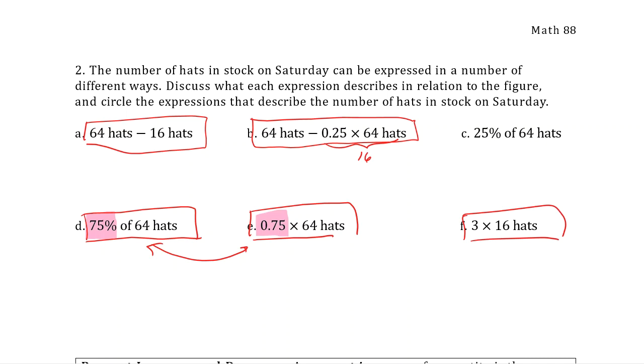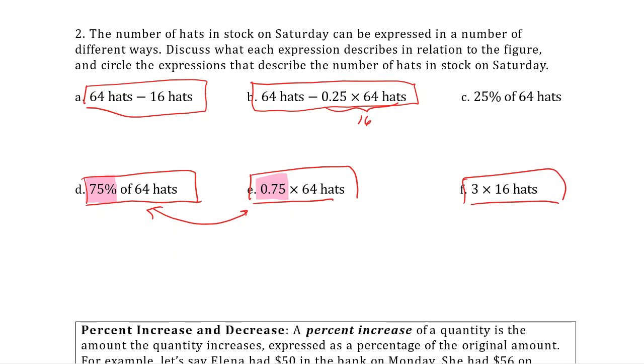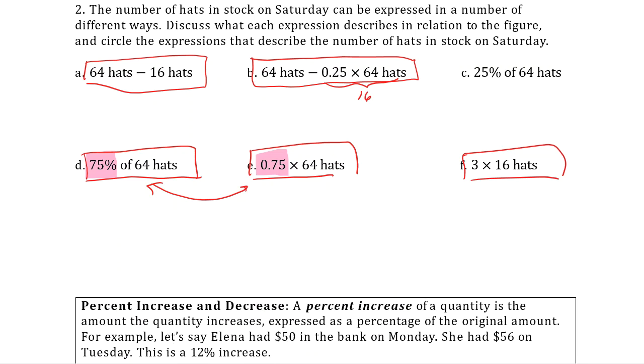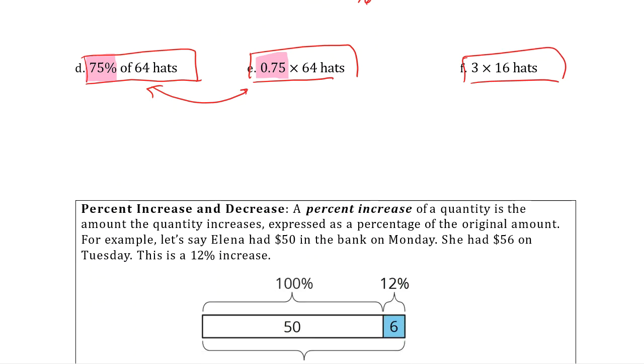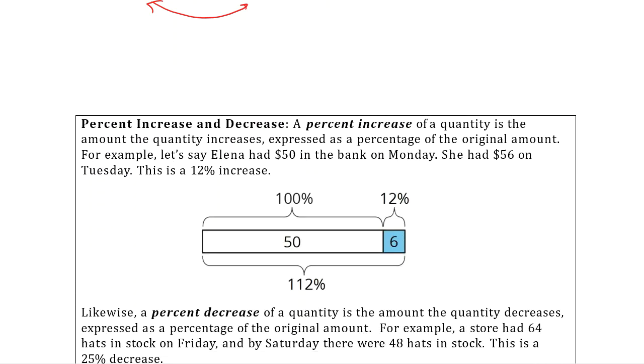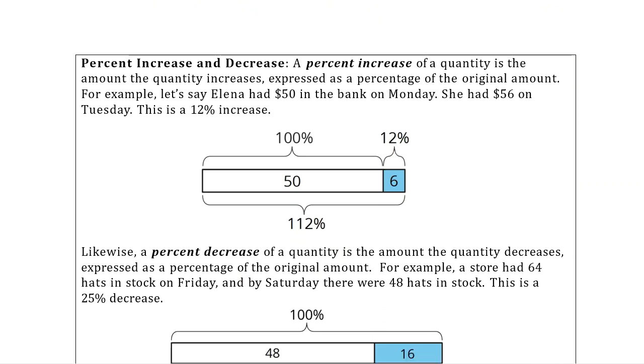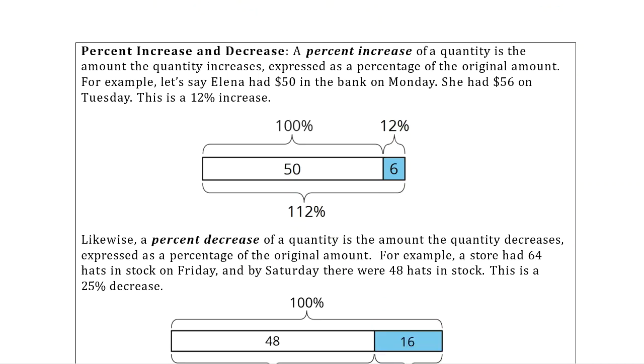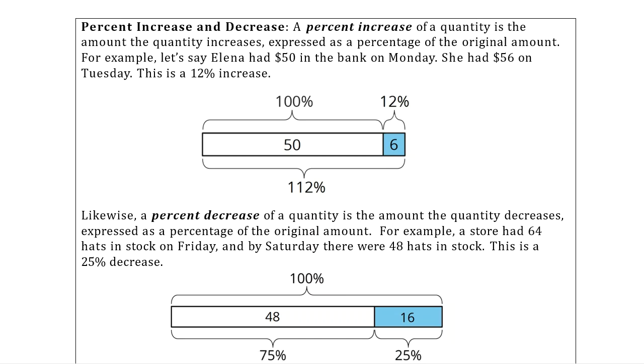All right, great. Make sure you understand all these different ways to think about it and how it relates to the diagram. So this is the idea of percent increase and decrease. We've included a couple more examples here for you. The first one is showing a percent increase. So think about the 100% being what you start with, which in this case, Elena has $50 in the bank, and she had 56 on Tuesday. This is a 12% increase.